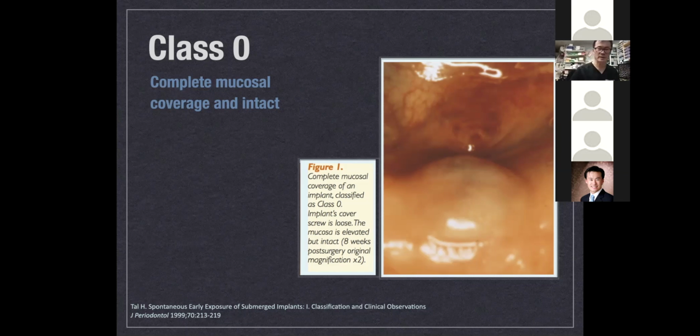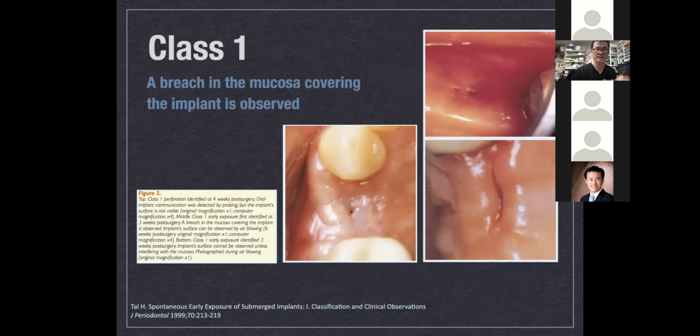Here's an interesting paper that you should be familiar with. I'll read the title. It's called The Spontaneous Early Exposure of Submerged Implants, and it's a classification system. In other words, you try to do two-stage, and something goes wrong. Class 0 is the mucosa is intact, but there's an abscess underneath. Class 1 is a pinhole opening. Class 2 is this and this, and so on. Hear me out. When there is a classification for different types of problem, there is a problem. Then why are you doing that? Don't do that and do a different alternative procedure.